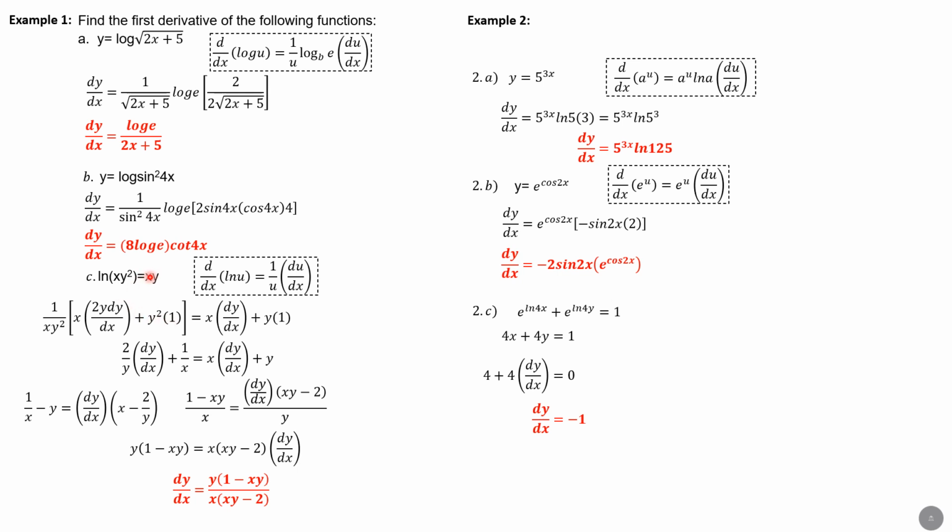Then equals derivative of the right side, product again. So first x, derivative of y dy dx, plus y, derivative of x 1. Simplifying, this is cancel out x, cancel y. So 2 over y dy dx, then cancel y square plus 1 over x, distribute, then equals x dy dx plus y. Combining dy dx and transposing y to the left, so we have 1 over x minus y equals dy dx times quantity x minus 2 over y.